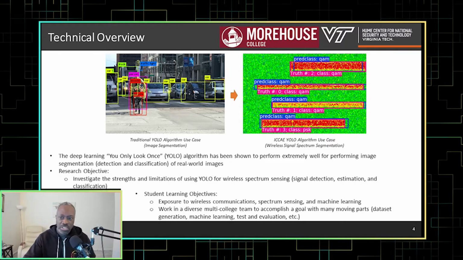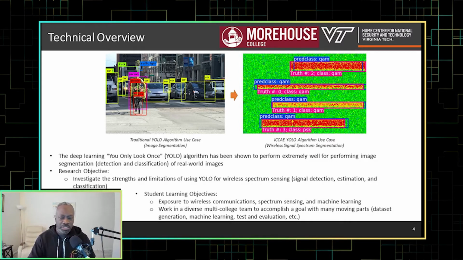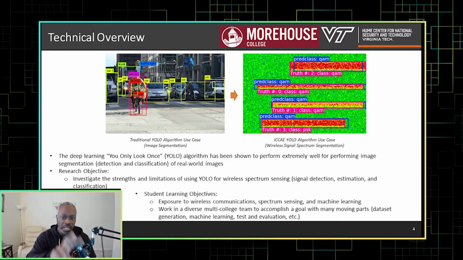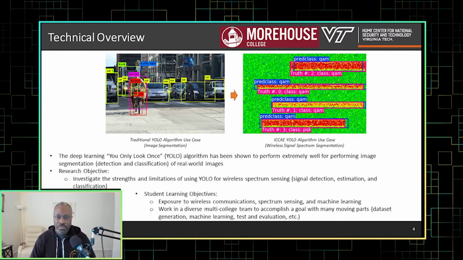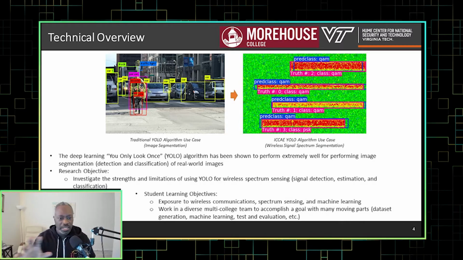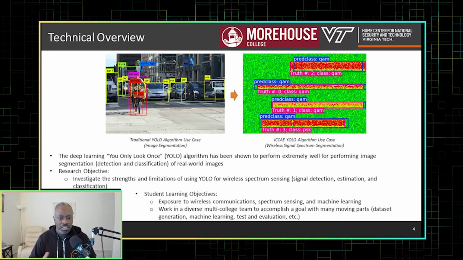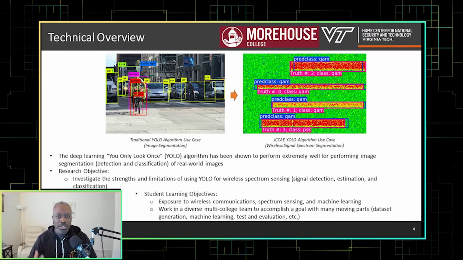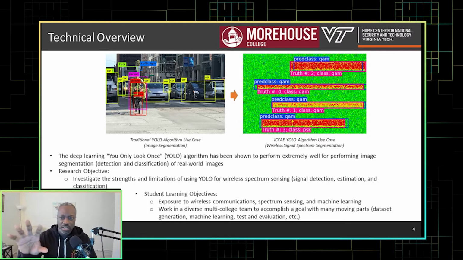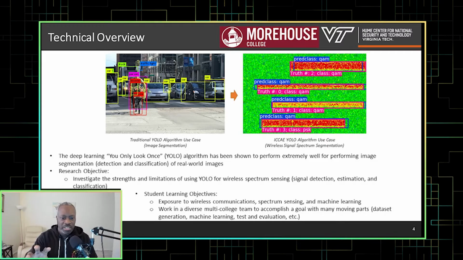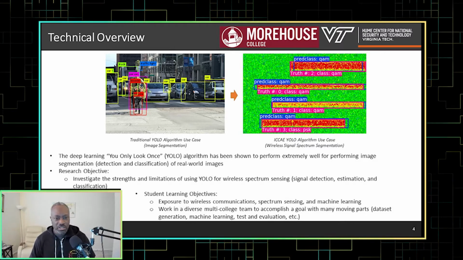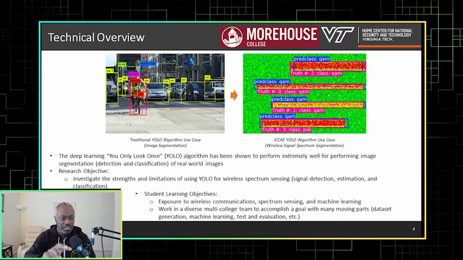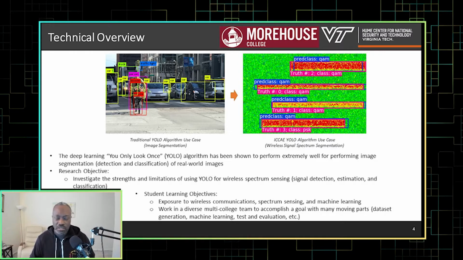So it takes an image, it can identify objects in the image in terms of detecting where they are, and it also can do labeling of the objects in the image. So what we're doing is we're applying this technology to wireless signal spectrum. You can take wireless signals and create an image out of them, and then you can detect where they are. You can do estimation, and you can do classification, right? And so that's our goal, to test to see how we can do that in terms of research objective.